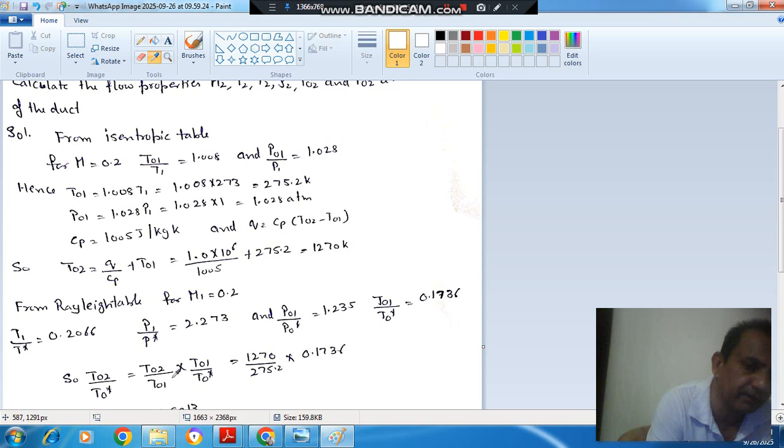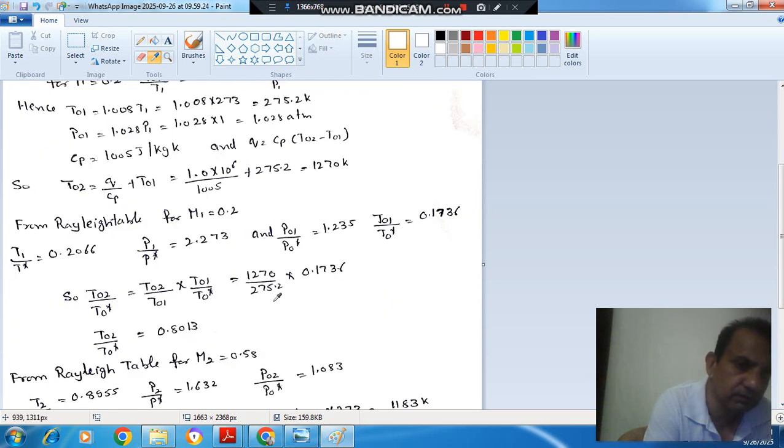Or multiplying and dividing by T naught 1. So T naught 2 by T naught 1 is... T naught 2 is 1270, and T naught 1 is 275.2, and T naught 1 by T naught star that we have noted down from the table of Mach number 0.2. So from this we can get T naught 2 by T naught star. So that comes as 0.8013.